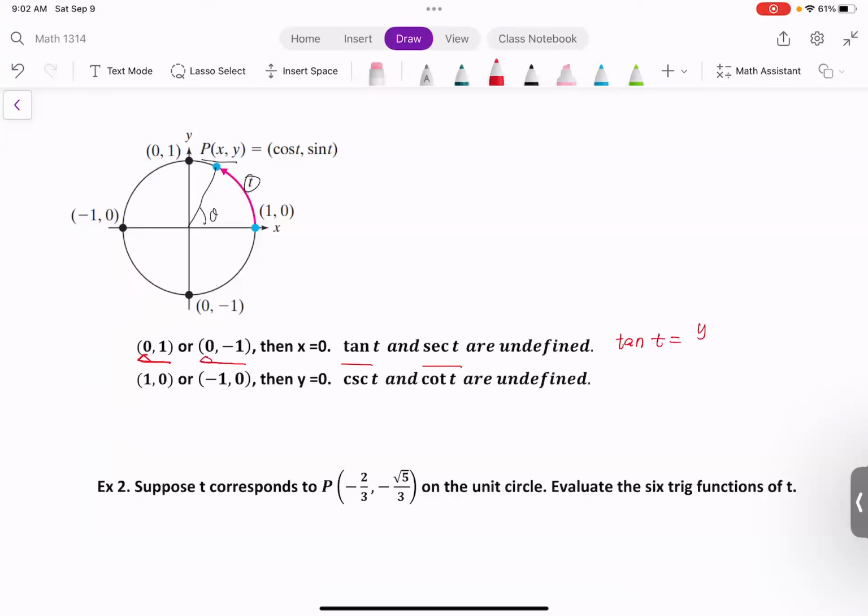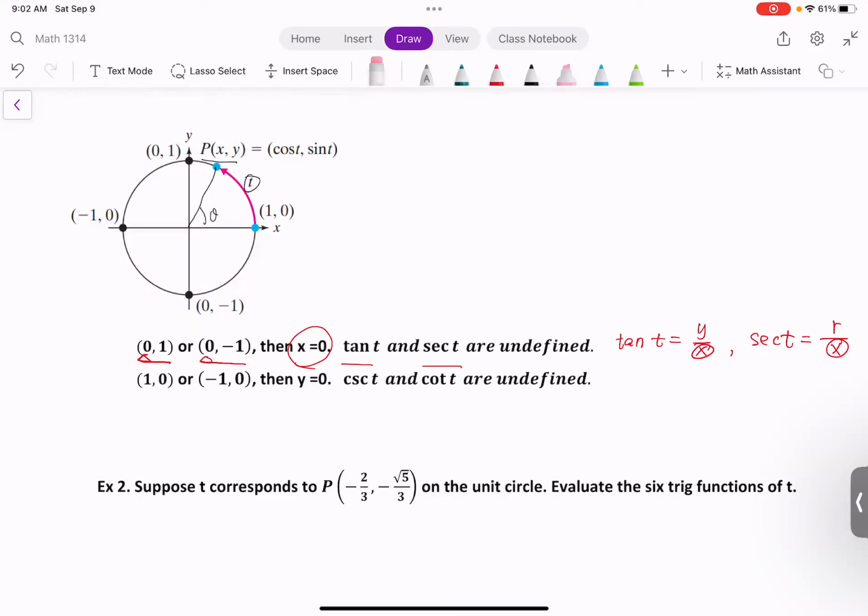Tangent t equals y over x. If x is 0, this is undefined. And what is the secant t? Secant t equals the reciprocal of cosine, so I have r over x. The bottom has the x. So when we are having these 2 points here, the tangent and the secant are undefined. How about another 2 special points?